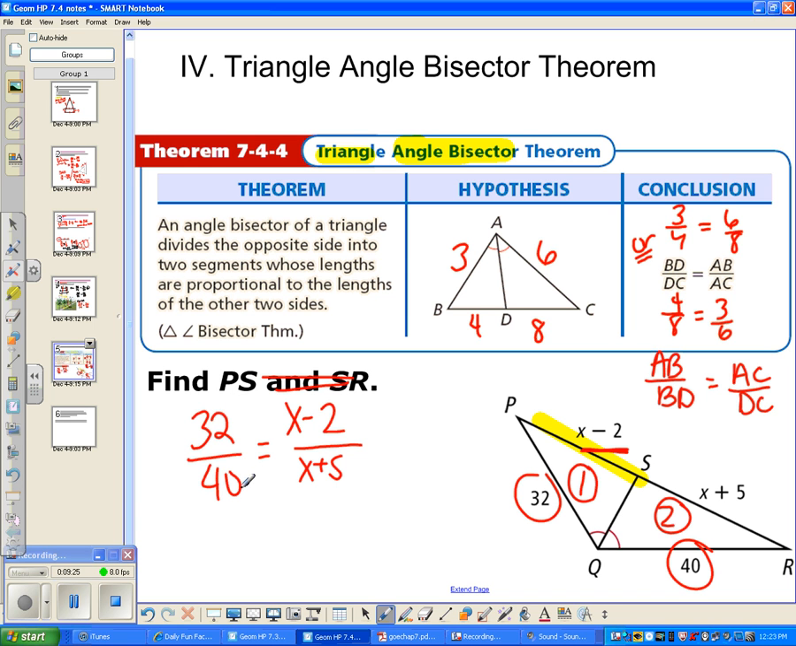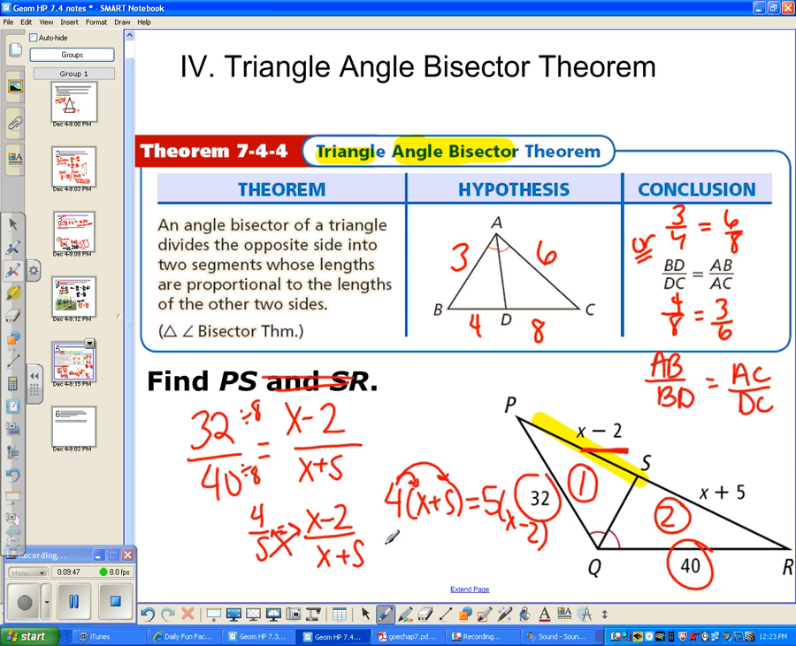And if you want to simplify this and make it easier numbers, let's see, I think we can divide both by 8, right? So then I'd get 4 over 5 equals x minus 2 over x plus 5, and that just helps me out a little bit with my math. And then I cross multiply. Remember to distribute. So 4 times x is 4x, 4 times 5 is 20, 5 times x is 5x, and 5 times negative 2 is negative 10, and then I'm just going to have to move everything and solve for x. So I subtract 4x, I get x, add 10, and I get x equals 30. And I'm done with that problem.